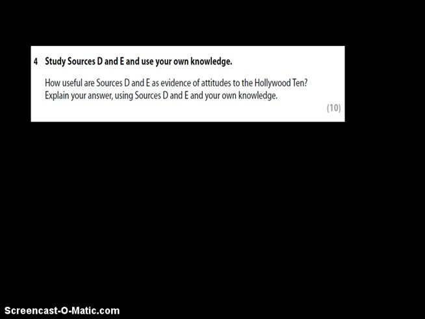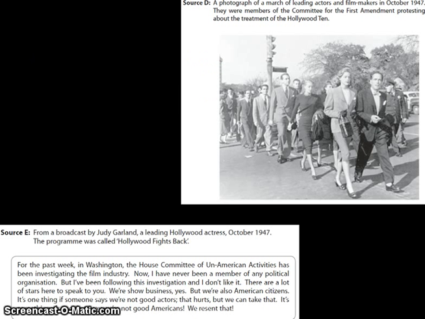This question is the utility question, and it's asking you how useful two sources are as evidence of something, and in this case it's attitudes towards the Hollywood 10. Now it's always sources D and E, and in the exam you won't have read those sources yet, so you do have to factor in some time in this question to actually read the sources. Now I've got the sources here, hopefully you can see those.